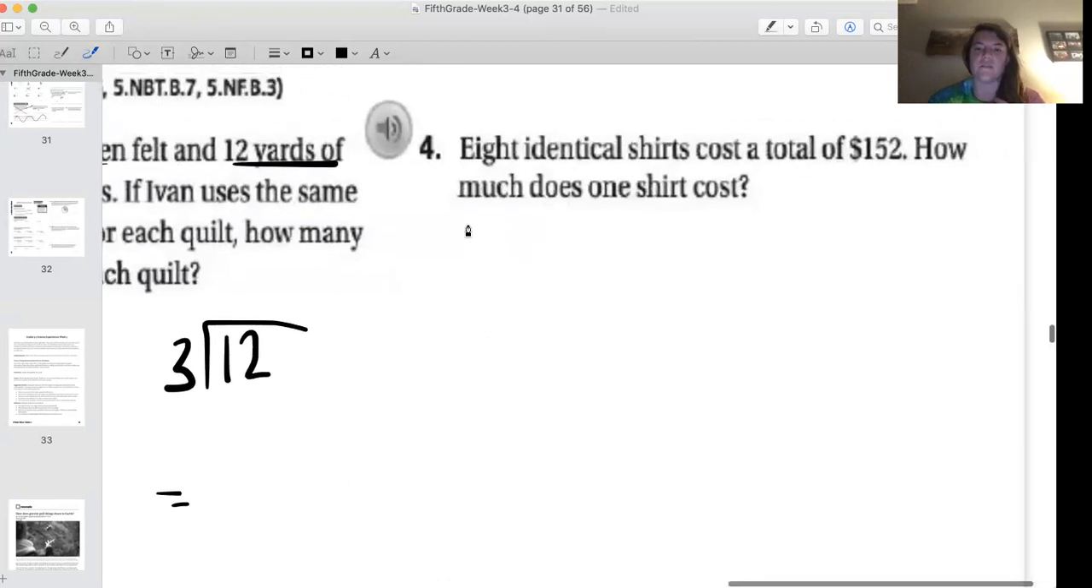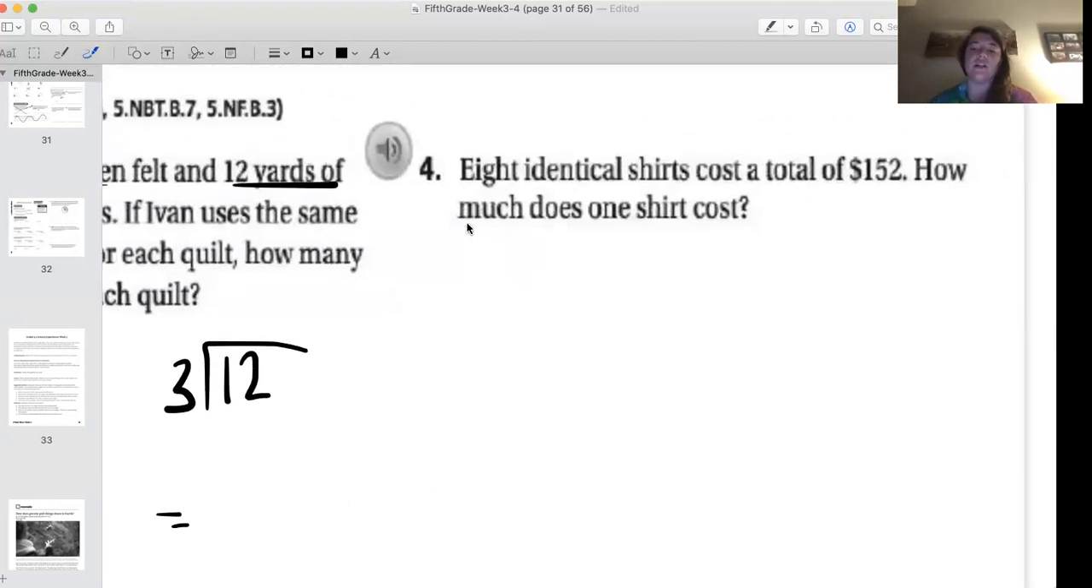Number 4, 8 identical shirts cost $152. How much does one shirt cost? So this is simply just division, because if we have 8 costing this much, we want to know 1, we just need to divide that.